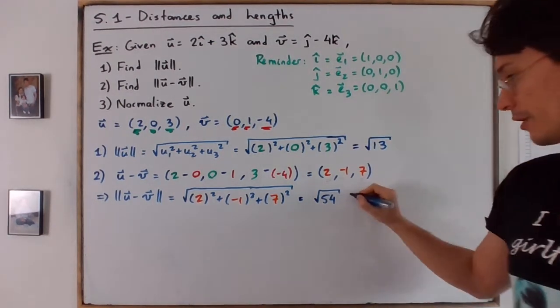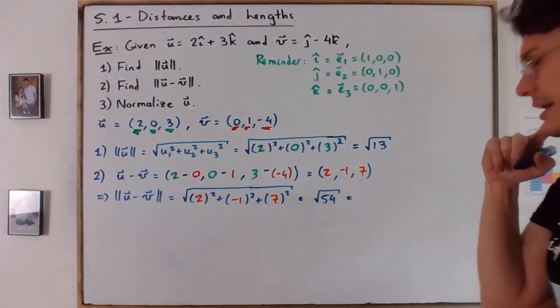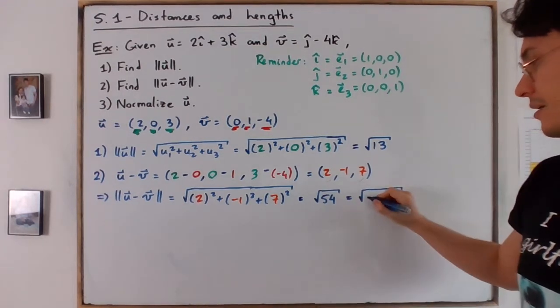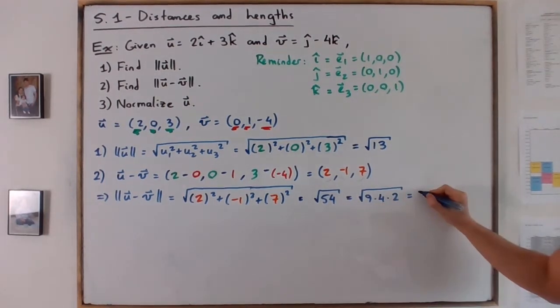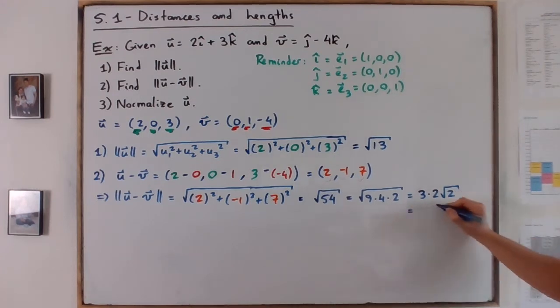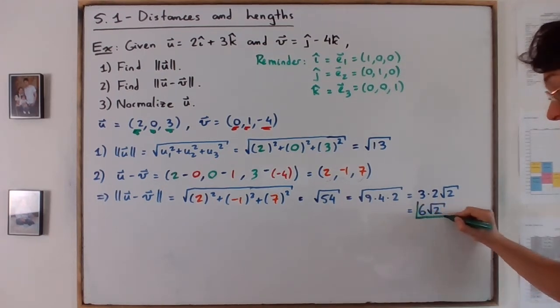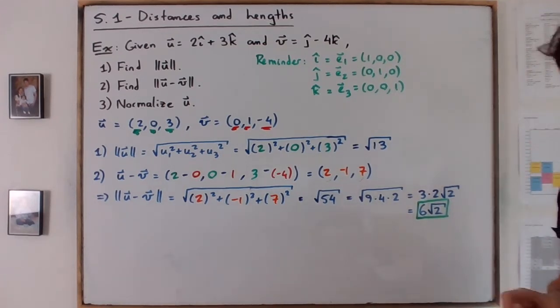So 54 turns out to be 9 times 6, and 6 is 3 times 2, so we have 9 times 2 times 3, which simplifies further: 54 is 9 times 6. Square root of 9 is 3, multiplied by the square root of 6. In other words, we have here 3 square root of 6. You guys know how to simplify square roots, so I would expect you to, unless the square root is obviously really, really big. But I think it's a good habit to simplify square roots whenever you can.